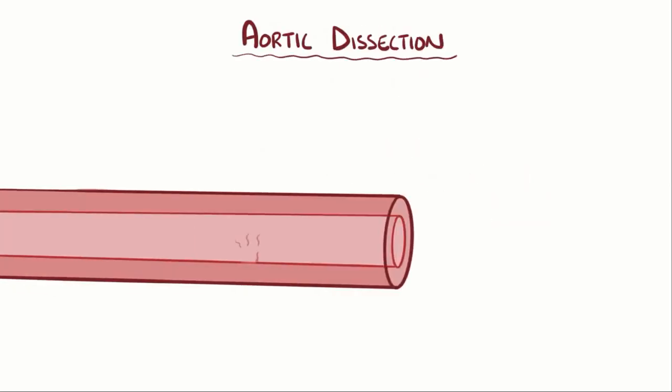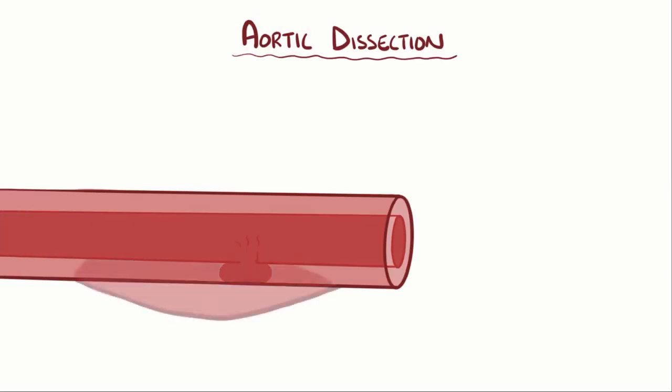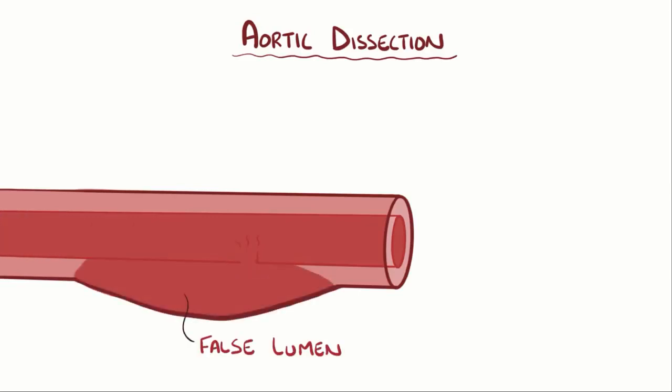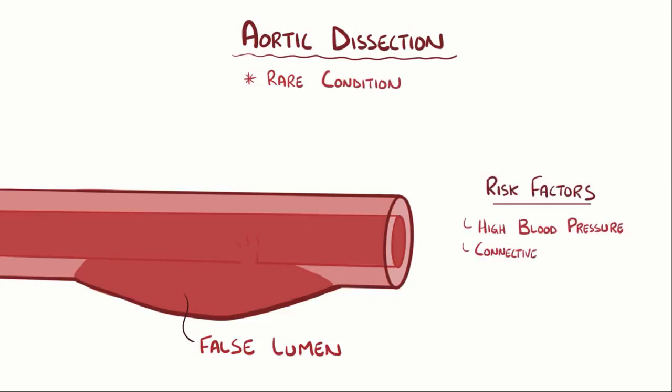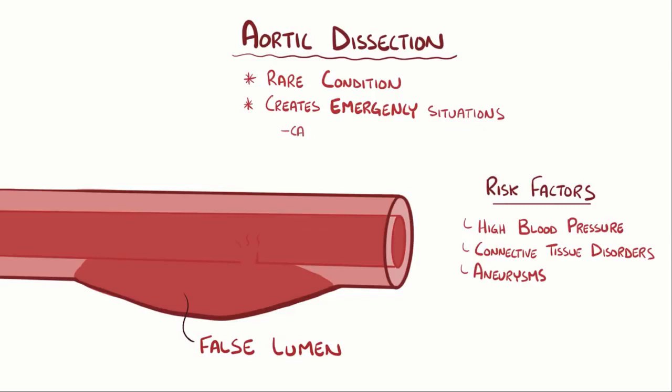Alright, as a quick recap. Aortic dissection is where blood tunnels between the tunica intima and the tunica media, separating the two layers and creating a false lumen. This is a rare condition that most often happens in individuals with a history of high blood pressure, connective tissue disorders, and aneurysms. An aortic dissection can lead to emergency situations, like cardiac tamponade and shock, and should be treated immediately.